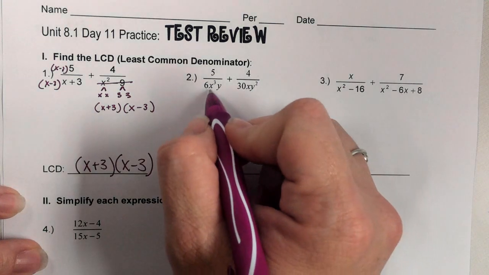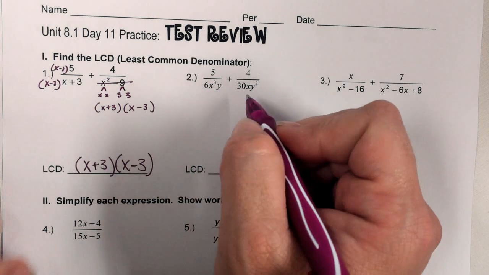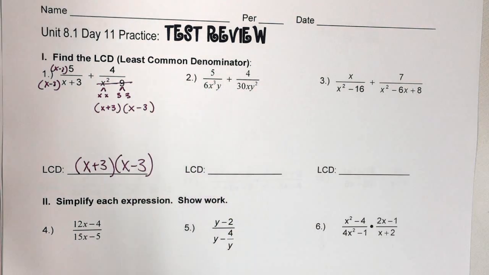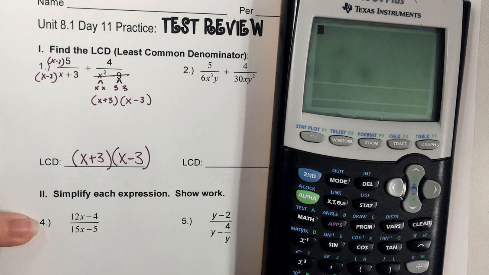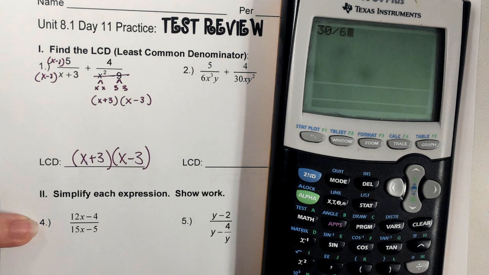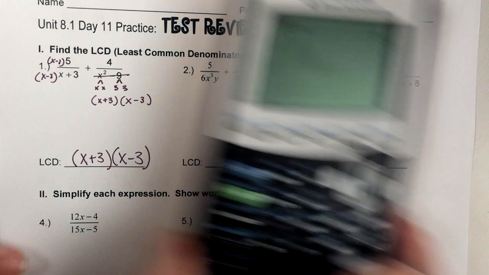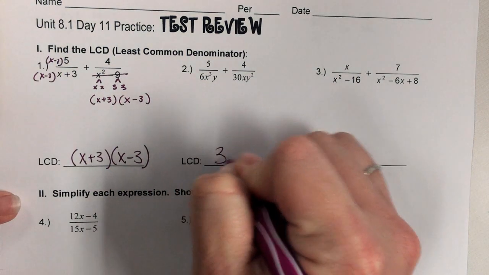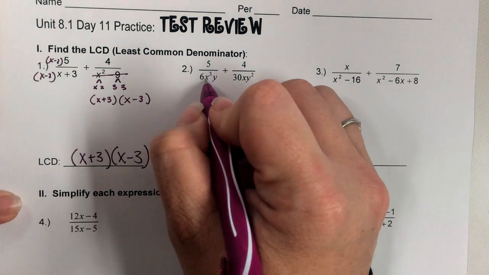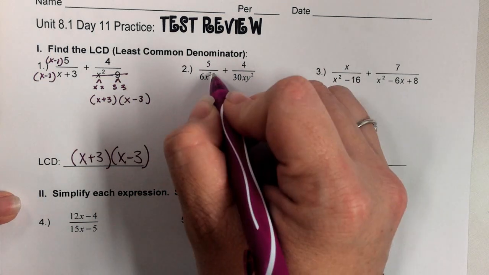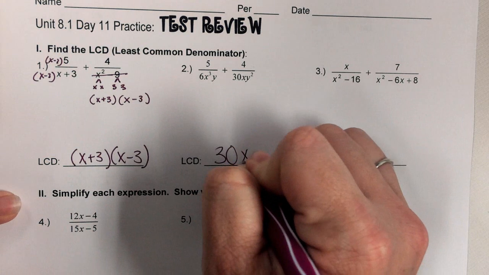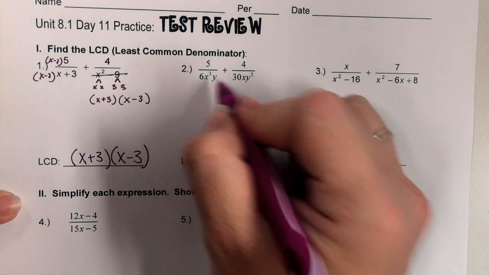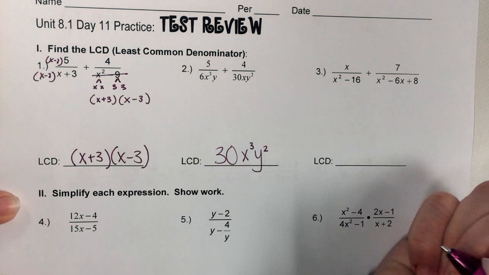Okay, here we have 6 and 30, which 6 can become 30. And if you're not sure, you can literally do 30 divided by 6. So it does. So we know that our number is 30. This has 3 x's, and I can't cancel, or x cubed. This is just x, so this one needs 2 more x's. This has y squared, and that one just has y, so it's going to be y squared.